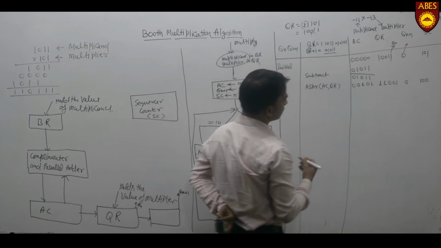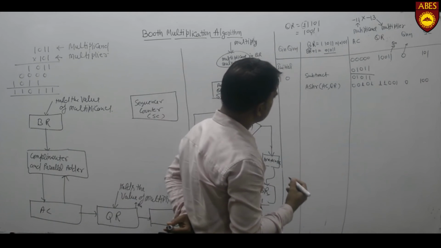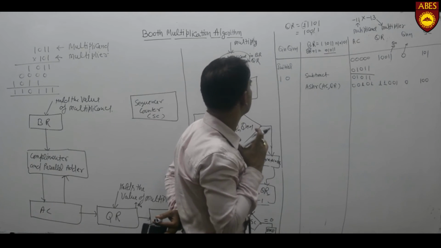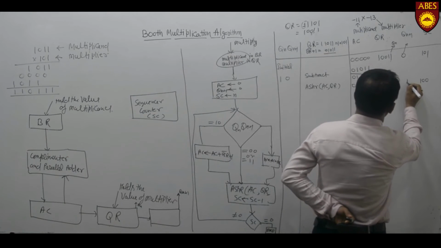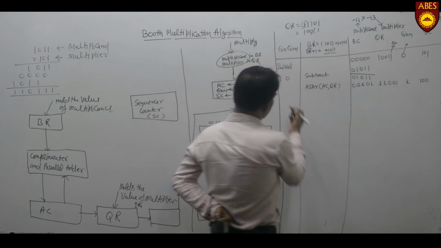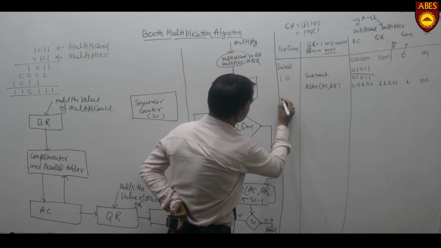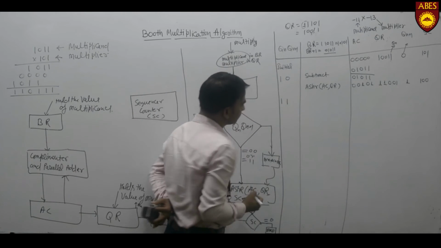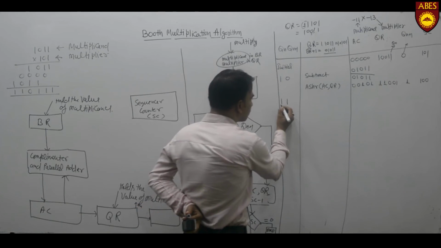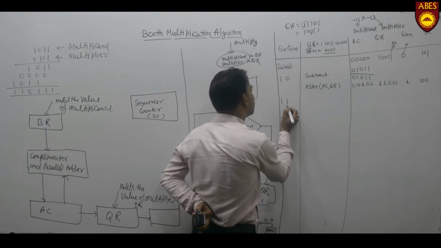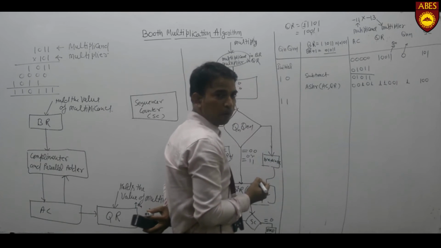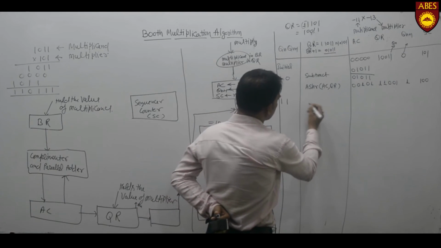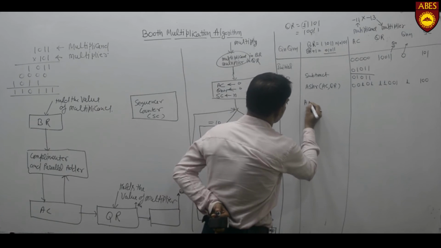Again, this will be 1. Now again we check the value of Qn and Qn plus 1. This is 1 and 1. If the value of Qn and Qn plus 1 are the same, it means we have to perform no change, only the shift operation has to be performed.